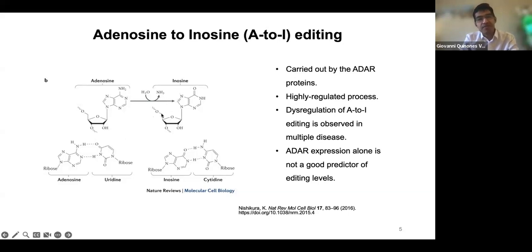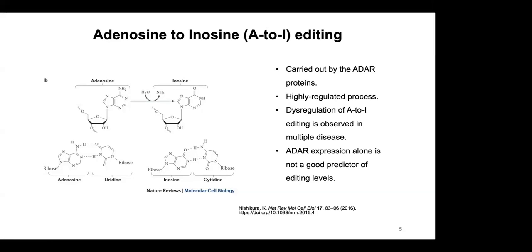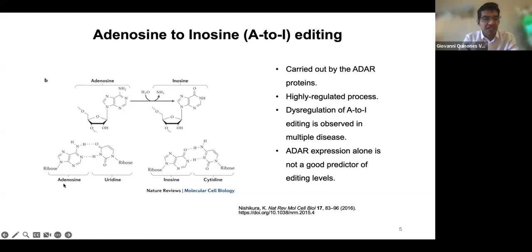And the resulting nucleotide, this inosine, is read by the different protein machinery, say like the ribosome or other RNA-binding proteins, as a different base. So the canonical adenosine pairs with a uridine at the RNA level, but the converted inosine will pair with a cytidine. So in terms of base pairing, this inosine behaves very much like a guanine.